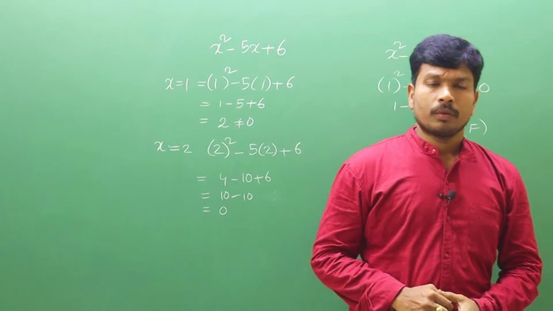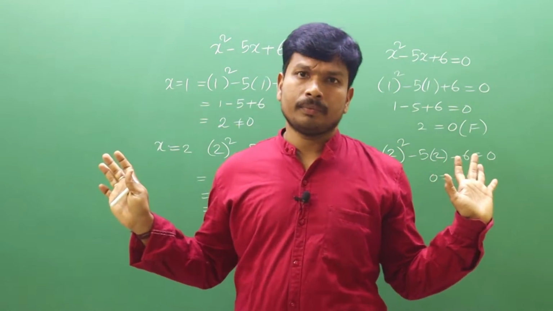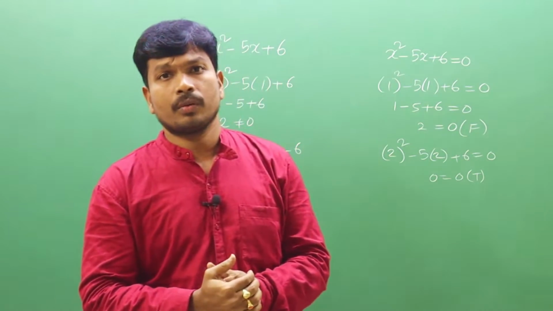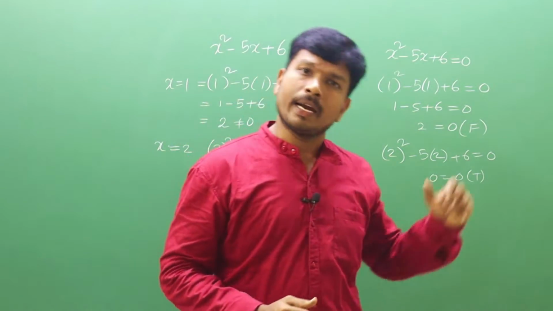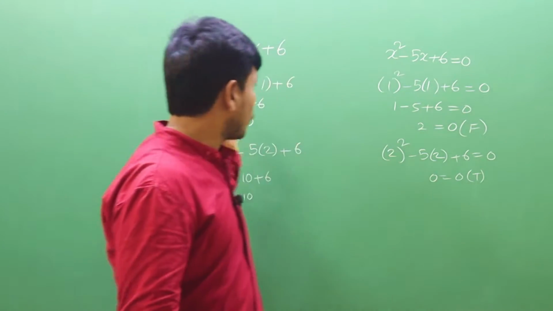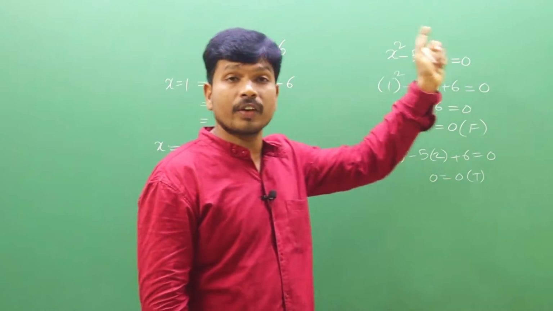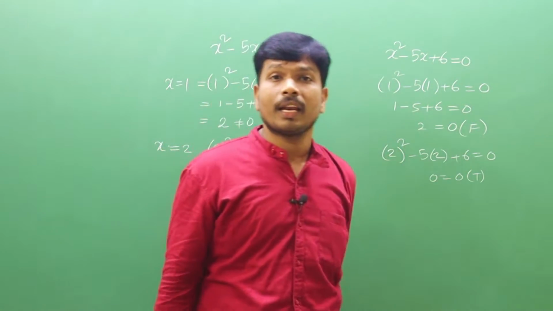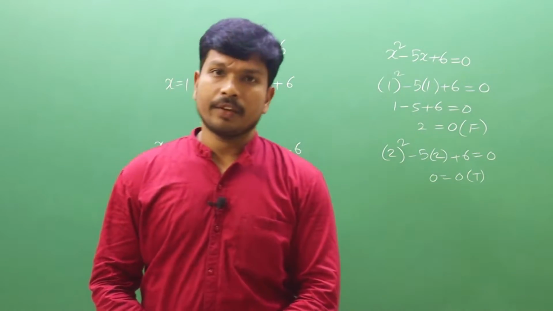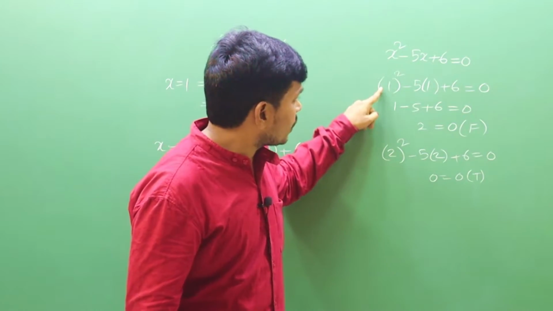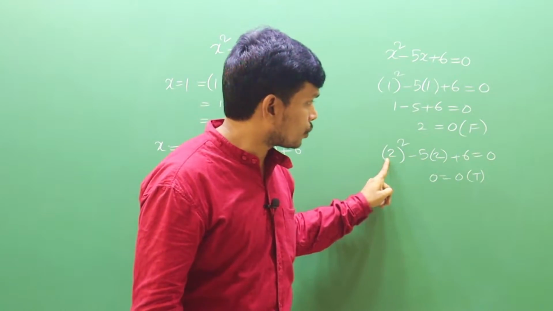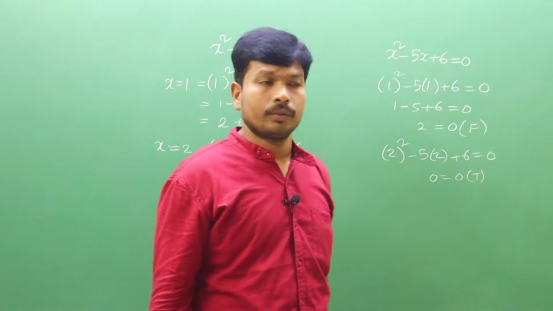One thing you observe: whatever problem is given, first you must take one value and substitute it. If you get 0, definitely that is a zero of the expression. If it is an equation and you get LHS equal to RHS, definitely that is a root of that equation. Here when we substituted 1, we got a false value. When you substitute 2, you got a true value.